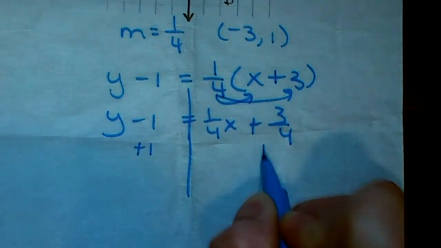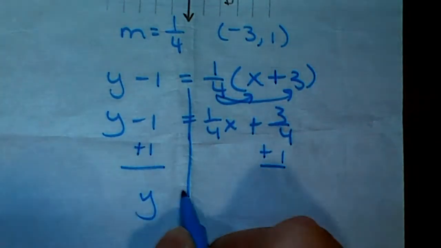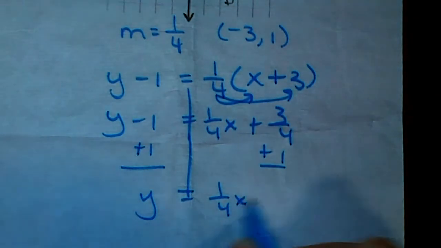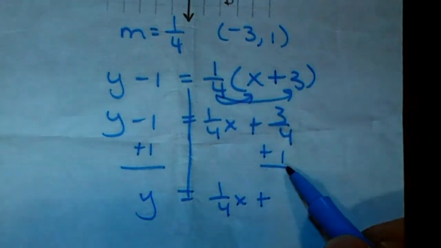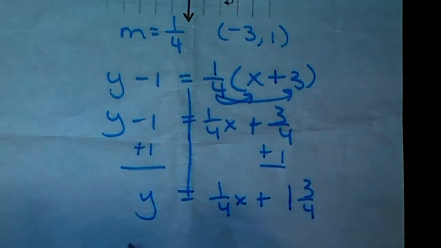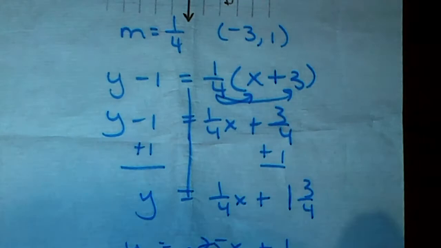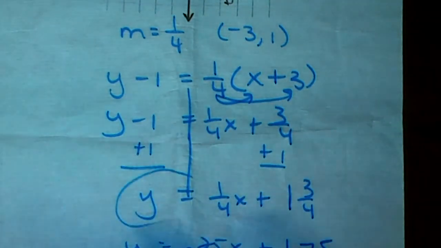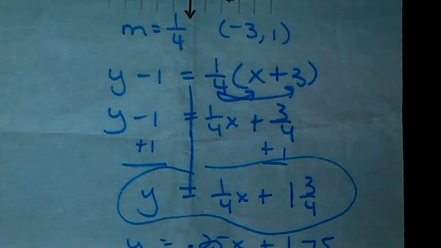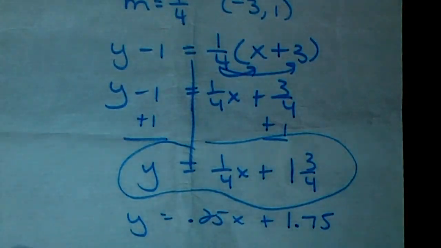I'm going to add 1 to each side. So y equals 1/4 x plus 3/4 plus 1. Yes, that's 1 3/4. If you wanted to write y equals 0.25x plus 1.75, you could. I don't mind you leaving them as fractions though. There's nothing wrong with a good old fraction.